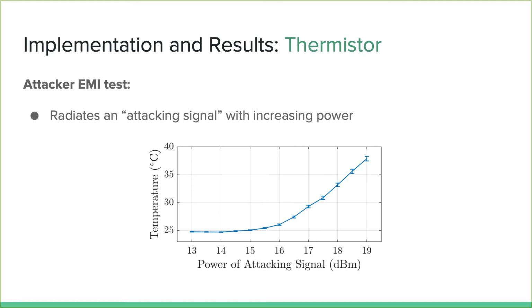So this graph is here to show you that as we broadcast an attacking signal, the paper never specifies the type of signal they're using. As we increase the power of this signal into the system, we're able to change the temperature that's read by the thermistor. So you can see as we increase the power to the right, our temperature goes up to upwards of 38, almost 40 degrees. So we're going to be using this and overlaying it to apply our attack.